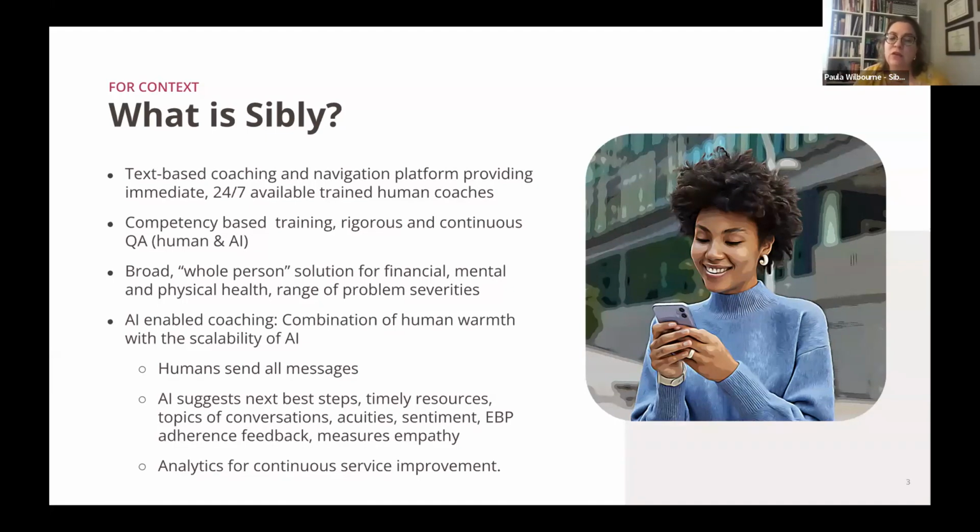And we use AI-enabled coaching. And what I mean by this is that we have found a way to take the warmth of human empathy, human beings responding in real time to our members, and support them with AI tools. We use AI to suggest next best steps, to surface insights like, this member is acute, there's a problem with the empathic connection that's happening in this conversation, this member's at risk of dropout, those kinds of things, to support our coaches in delivering high quality coaching at scale.